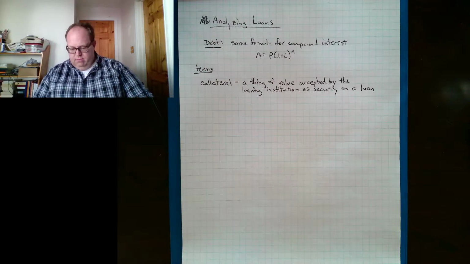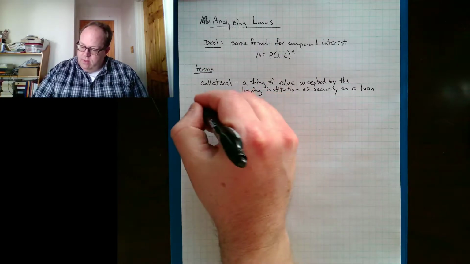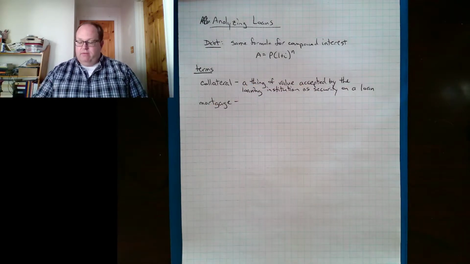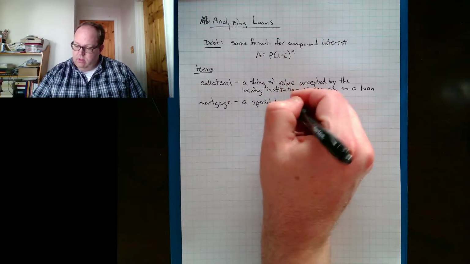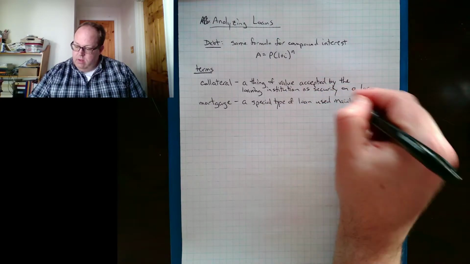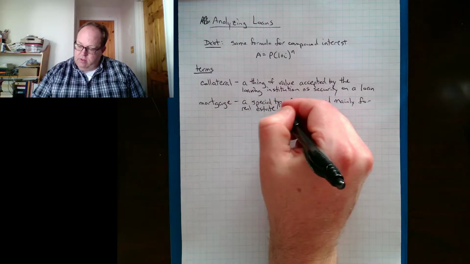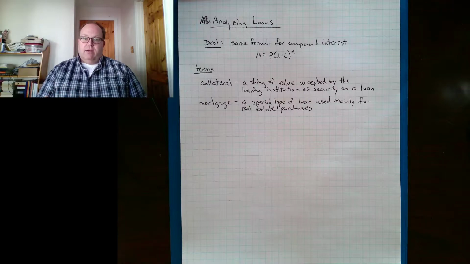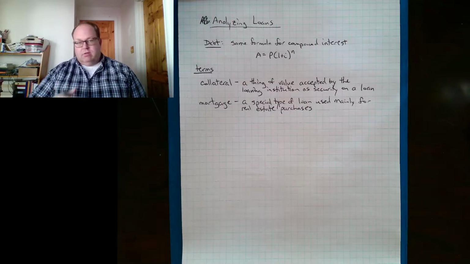We also have, oh yes, mortgage. Most of you have probably heard of these before. But a mortgage is basically a special type of loan used mainly for real estate purchases. So basically, if I went to the bank and wanted to take out a loan to buy a home or to buy a piece of land, they would just call that loan a mortgage, but it would act just like any other loan would.